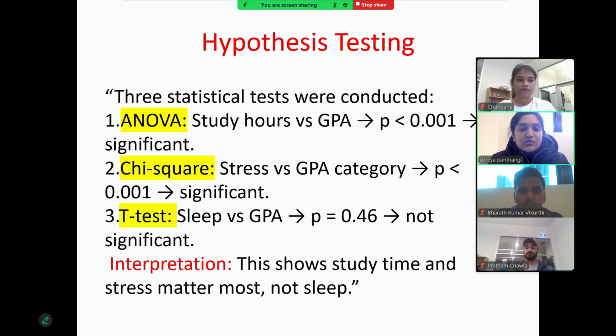Here also we are rejecting the null hypothesis. And coming to the t-test, which is for sleep and GPA, the probability value is 0.26, and here the test results were not significant, hence we failed to reject the null hypothesis. And we have observed that the students who have more daily study time have a better GPA, and the stress level also matters. That is based on the slide.